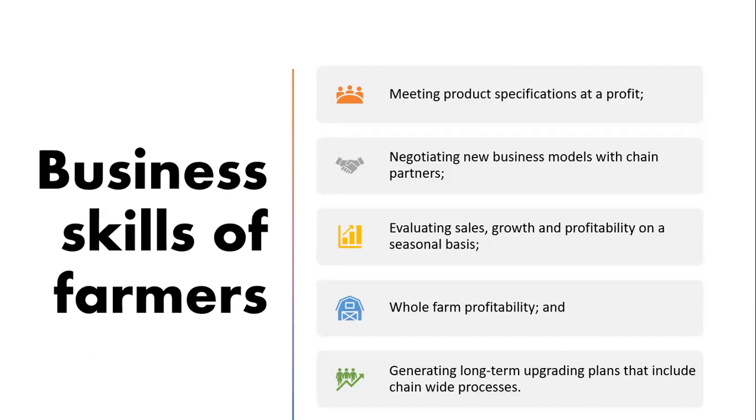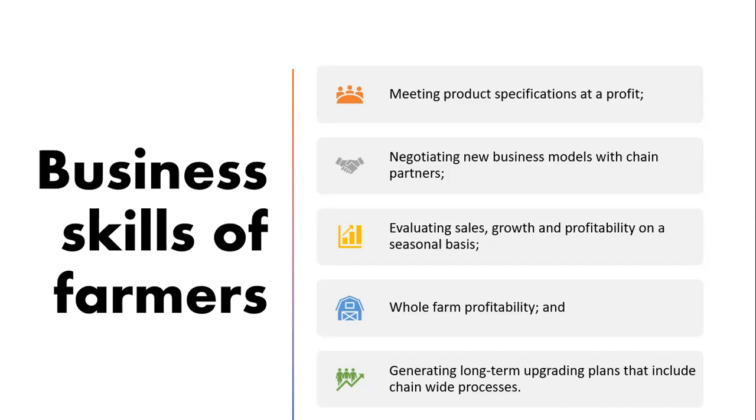So quality and quantity, taste, appearance, shapes, nutrition status, certificates, there are a lot of specifications to fulfill, and they have to be fulfilled at a profit. That is called meeting the product specification at a profit. The farmer should generate profit while fulfilling the demanded specification. That is one business skill of the farmer.